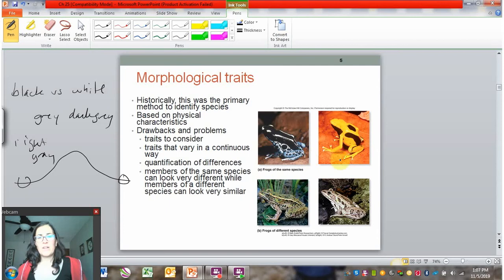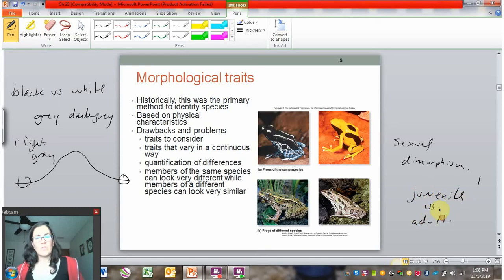So these are two frogs of the same species, but they're dramatically different colors. And these two frogs, on the other hand, are the opposite. They're actually different species, but they have really similar coloration. You also can run into things like sexual dimorphism, so males and females looking very different, yet still being the same species. Or, as I mentioned with the eagle example, you can have juvenile versus adult phases look very different. So there's a lot of challenges to using this strategy. Again, not to say that we don't use it a lot for determining species, but there are some challenges.